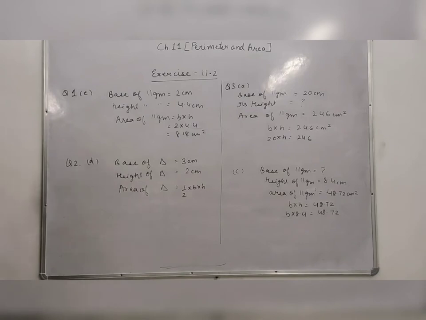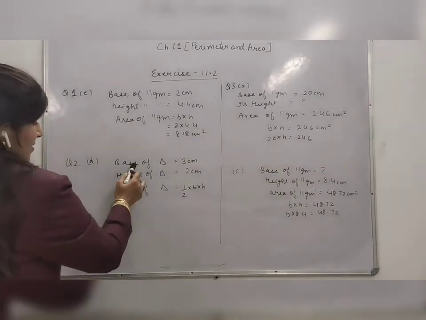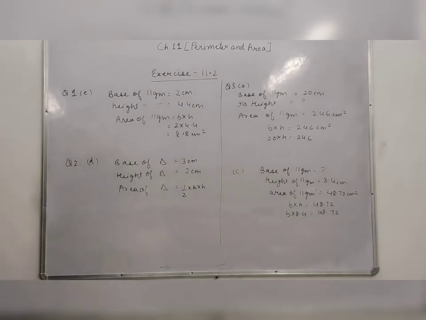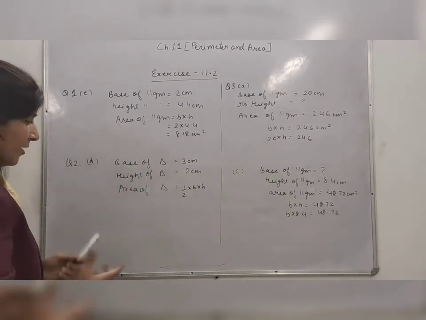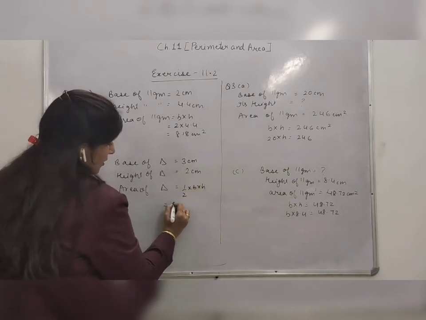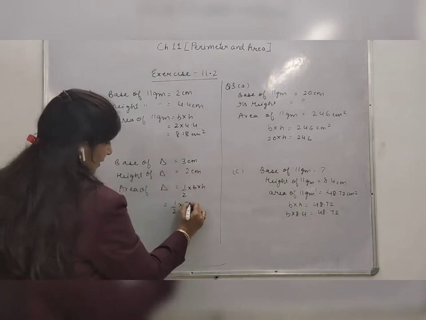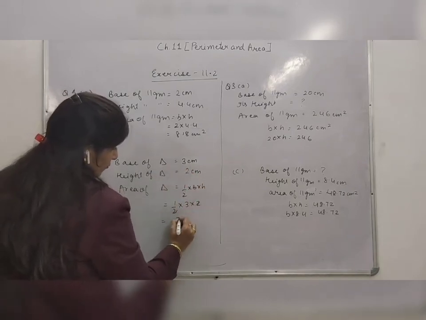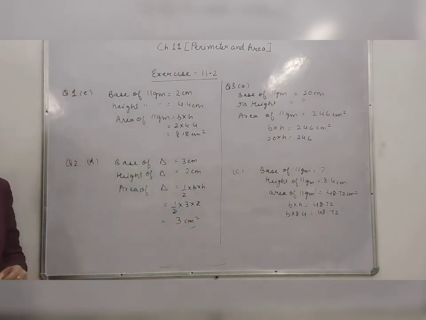Now question second D part I am doing, and the other 3 parts you have to do yourself. Okay. So in this base of the triangle is given 3 centimeter. Height of the triangle is given 2 centimeter. Area we need to find out. And we know the formula for the area of triangle, that is half into B into H. So half into base is here 3 and the height is 2. So 3 centimeter square will be the area of this triangle.